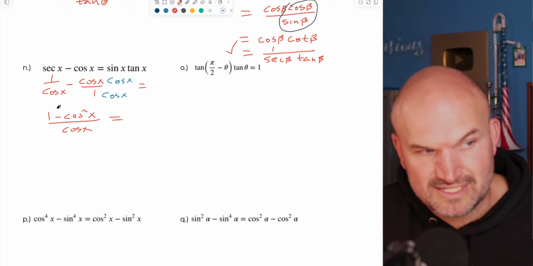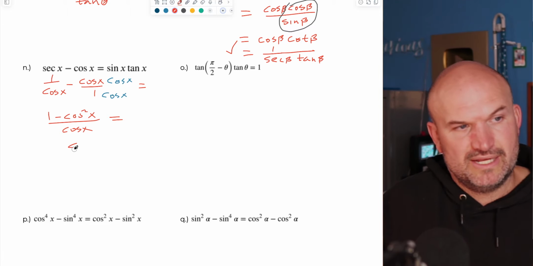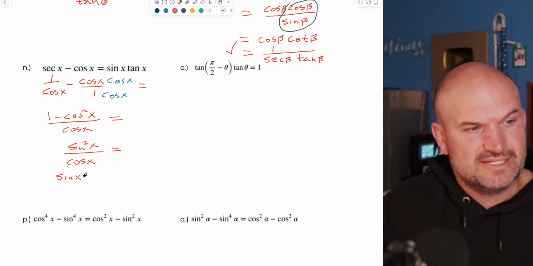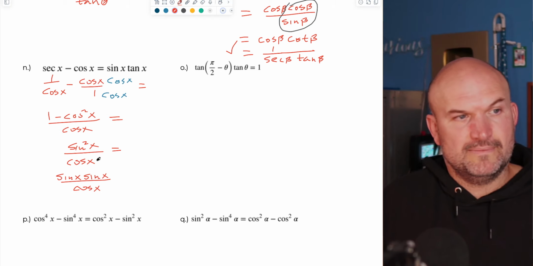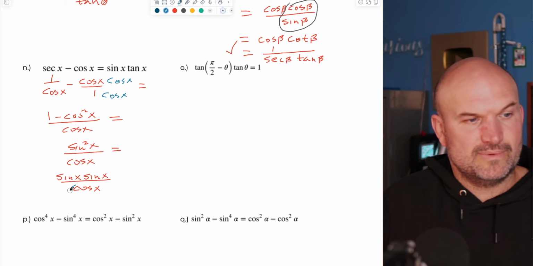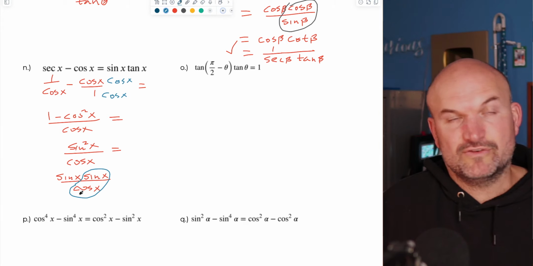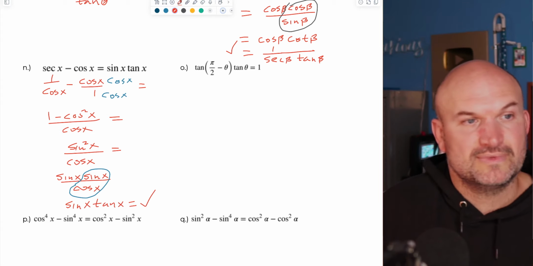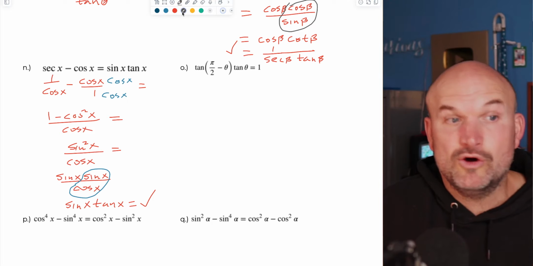1 minus cosine squared of x, that's going to equal a sine squared. So again, I have a sine squared of x divided by cosine of x. And again, remember that is the same thing as sine of x times sine of x all over cosine of x. You can group those together. So by grouping these together, sine over cosine equals a tangent. And then we have a sine of x times a tangent of x. And voila.